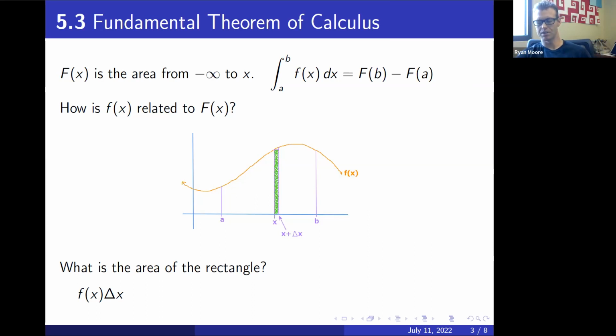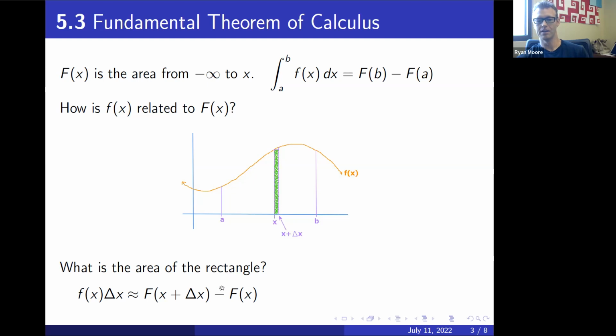So it turns out we can, but it won't be equal to what we just have written there. Let me show you. The area of that rectangle, f of x delta x, will be approximated by, check this out, capital F of x plus delta x minus capital F of x.